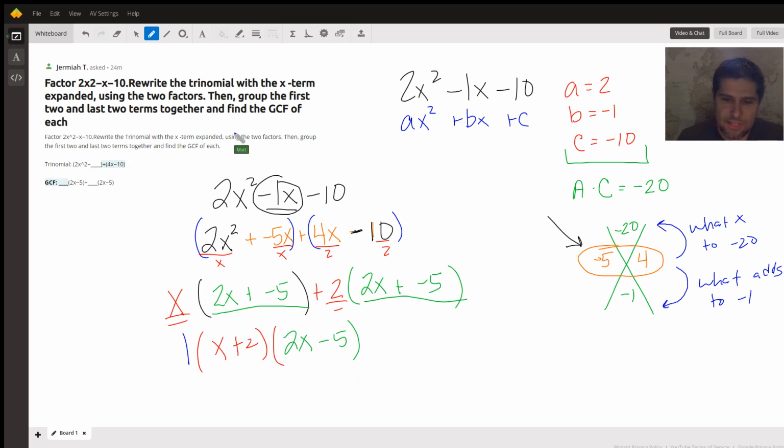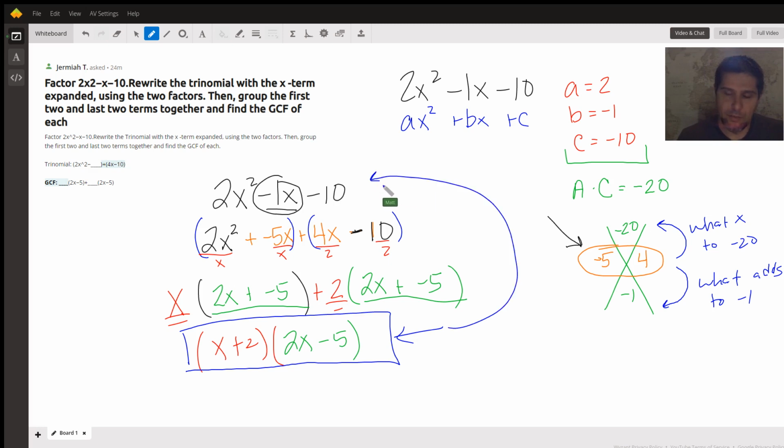If you want to check this, you could multiply this out. Now we have two binomials. If you multiply it out, you FOIL it, or just distribute it out, you should then get back to the original problem that we had, which is 2x squared minus 1x minus 10. Hope that helps.